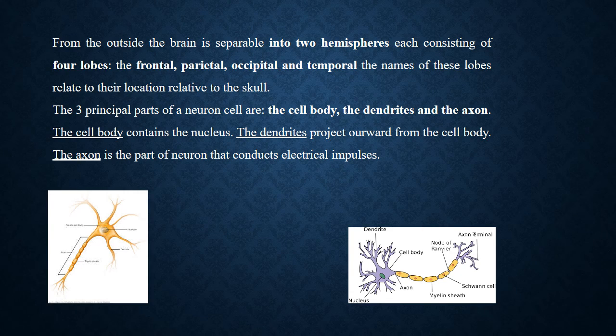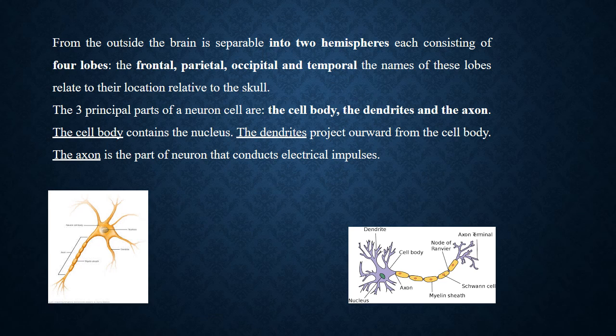From the outside, the brain is separable into two hemispheres, each consisting of four lobes: the frontal, parietal, occipital, and temporal. The names of these lobes relate to their location relative to the skull.